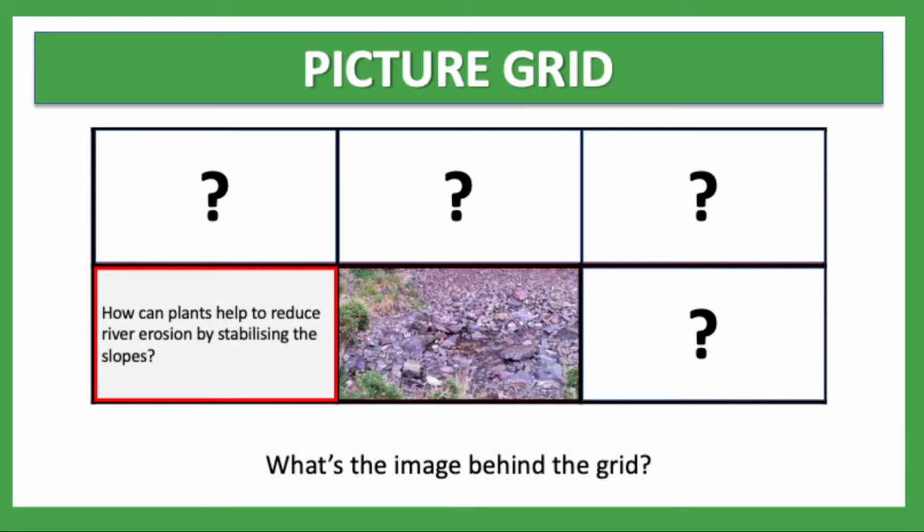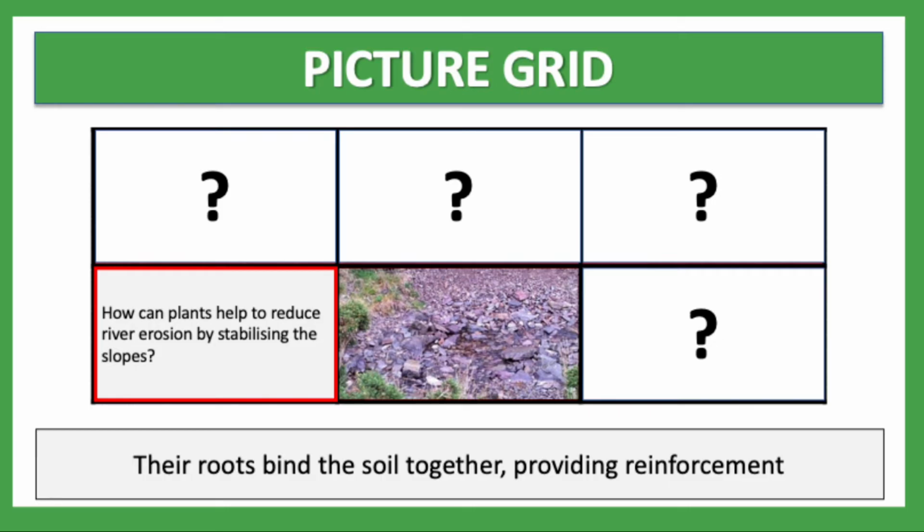Okay, now as the pictures come up, our second question has also come up. How can plants help to reduce river erosion by stabilising the slope? Let's think about this one. Okay, let's have a look. So the roots bind the soil together and that provides reinforcement.